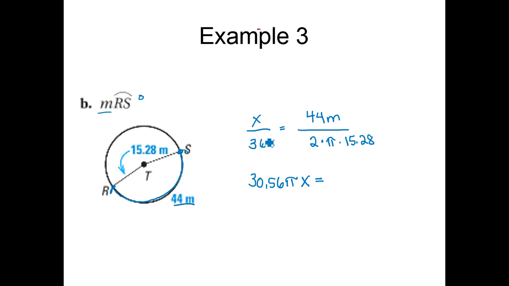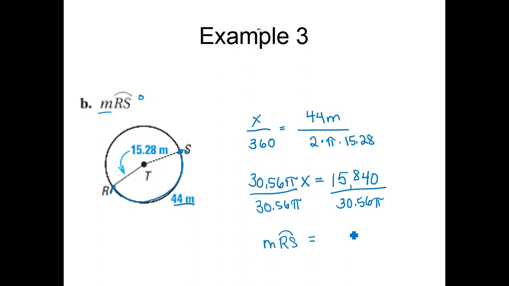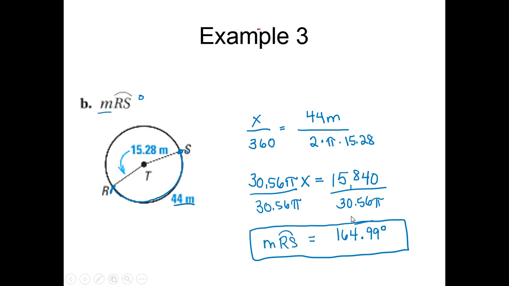Okay, so then 360 times 44 is 15,840. And then I'm going to divide by 30.56 pi. And I can now go ahead and type in that pi button in my calculator. And I get the arc of RS, and remember it's in degrees, is 164.99 degrees. Alrighty, so that is the final example.